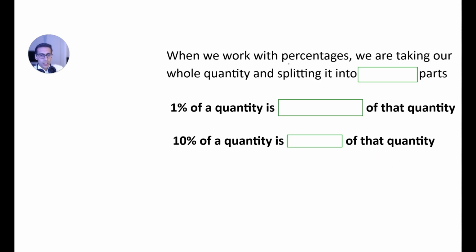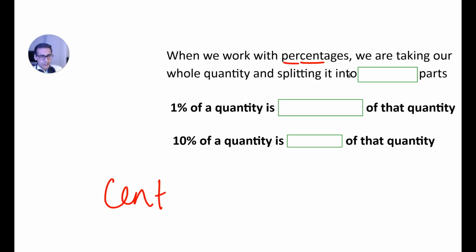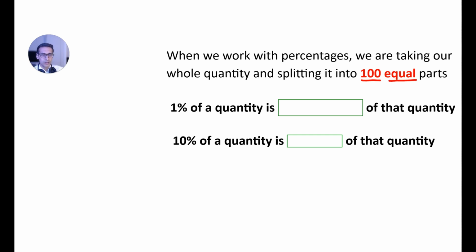Now, when we're talking about percentages, you've probably heard of the prefix cent, as in, for example, century, which is 100 years, or 1 cent, which is 1/100th of a dollar. In the same way, when we work with percentages, we are talking about a whole quantity. Remember, a percentage has to be of something. We're talking about a whole quantity and splitting it into 100 equal parts. And it has to be 100 equal parts always.